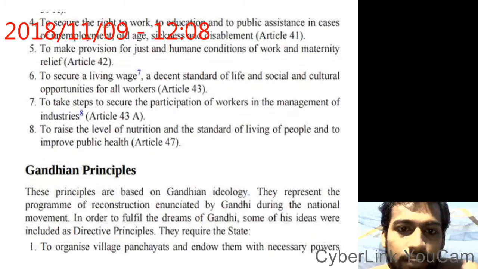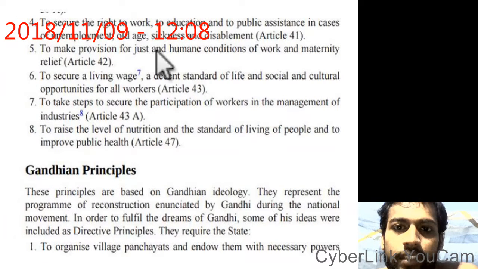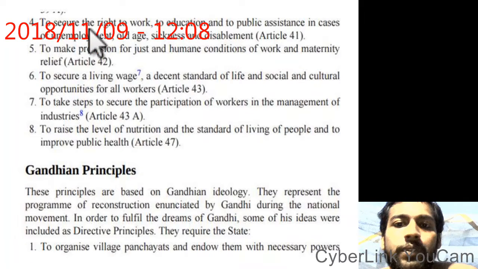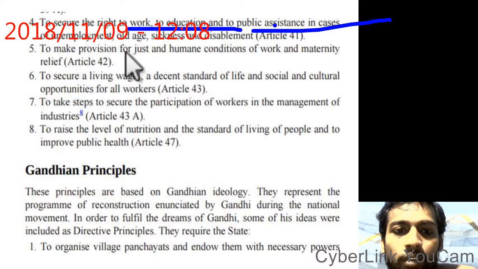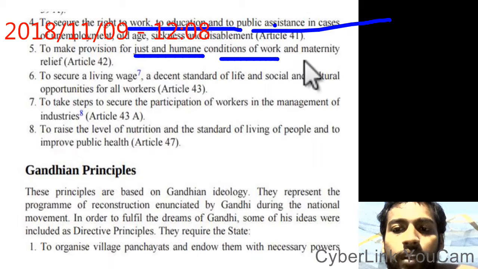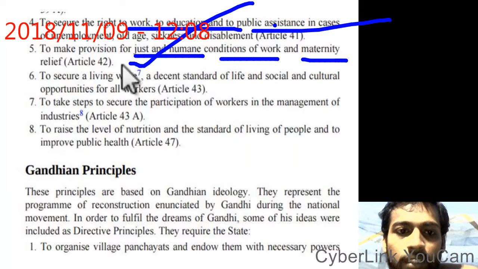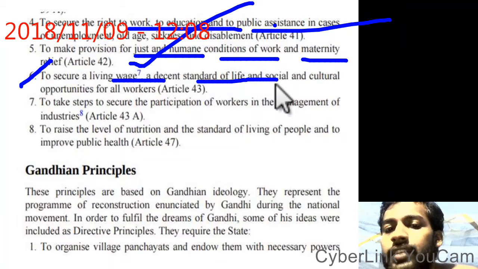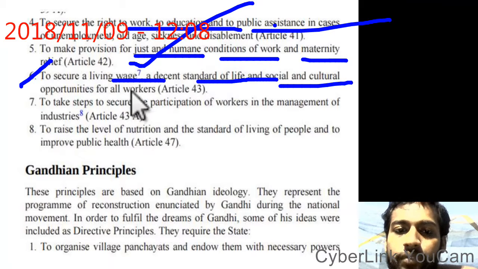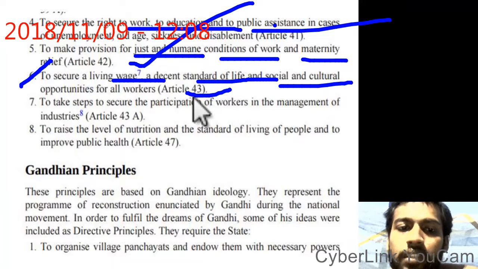Next we discuss some other important articles. Article 41, to secure the right to work and right to education. Article 42, to make provisions for just and humane conditions of work and maternity relief. And Article 43, to secure a living wage and decent standard of life and social and cultural opportunities for all workers.